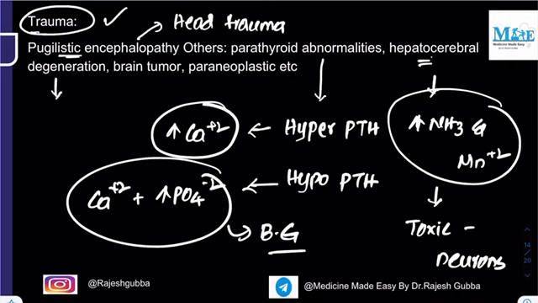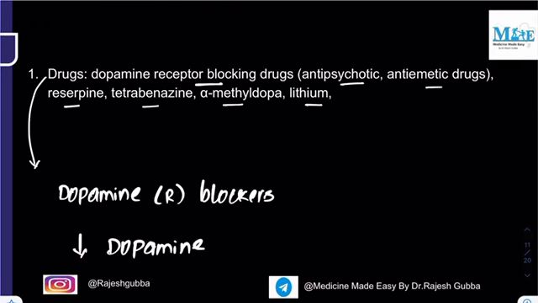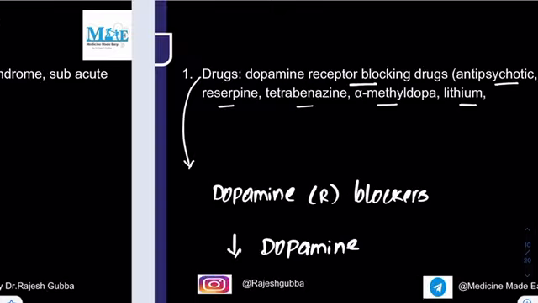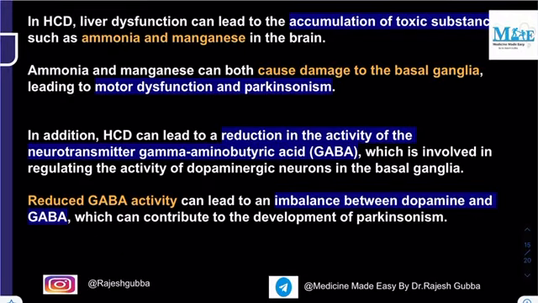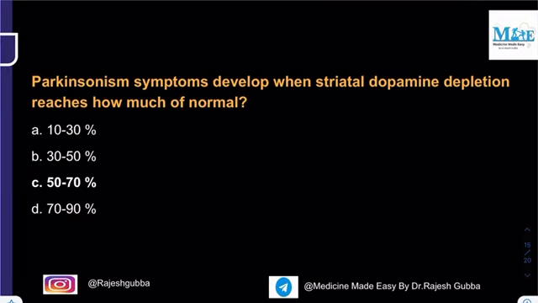And not only that, in hepatocerebral degeneration, there will also be reduced gamma-aminobutyric acid activity. So there will be decreased GABA activity, which can also contribute to the development of Parkinsonism. So we have pugilistic encephalopathy, that is head trauma. The others are the parathyroid disorders, hepatocerebral degeneration, brain tumor, as well as paraneoplastic conditions. Remember, these are all the secondary causes for Parkinsonism. So we have all the way from infections, then drugs, then toxins, then trauma, followed by some other endocrine conditions and others.